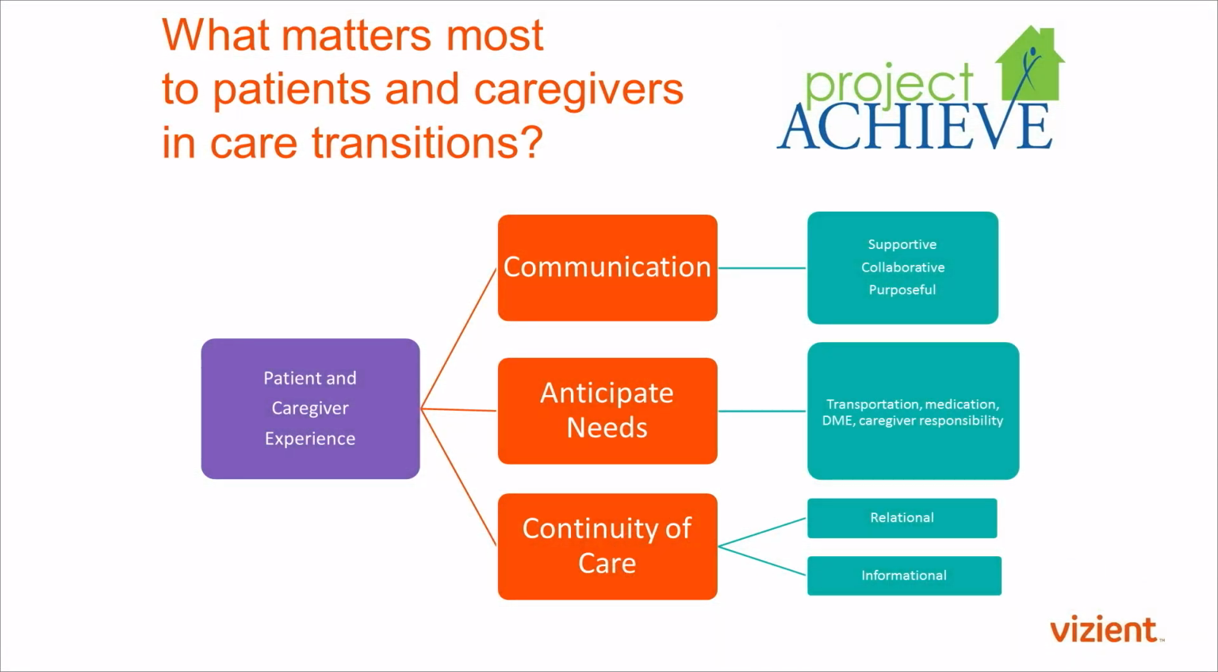First of all was communication. As you can see in the slide, this concept that the communication to the patients and family caregivers is supportive. It's collaborative and it has a purpose. So it's not just someone talking at them, but talking with them, finding out what they need to know and providing that. Second, that we anticipate the needs of patients and their family caregivers.